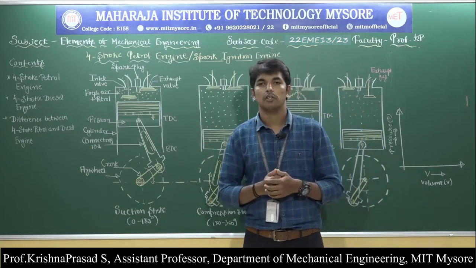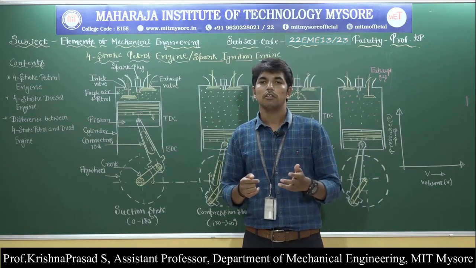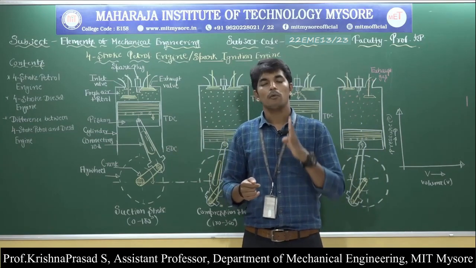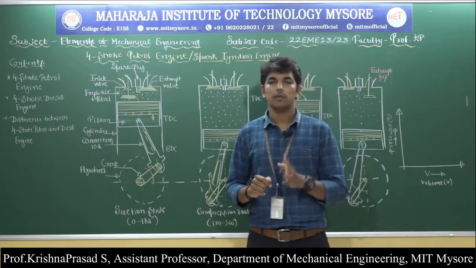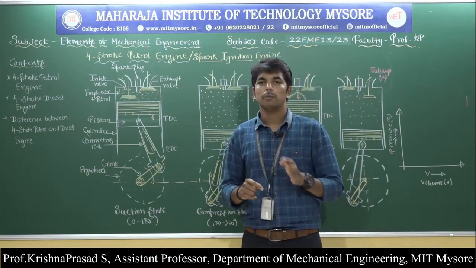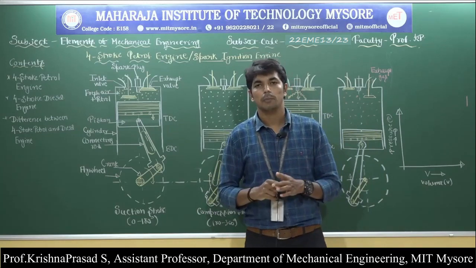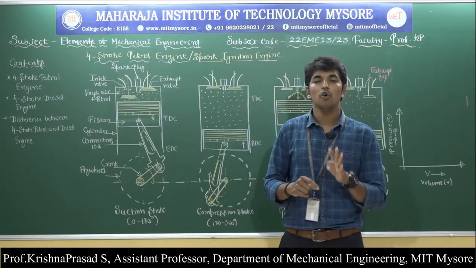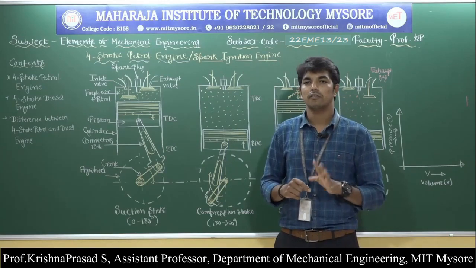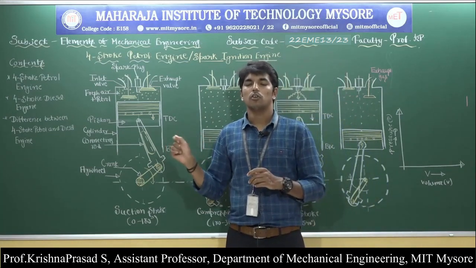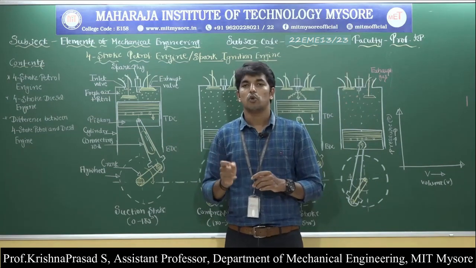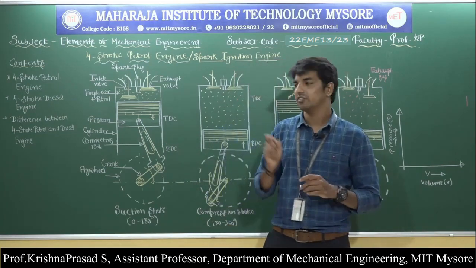Why is it called a 4-stroke petrol engine? In the 4-stroke petrol engine, the working cycle is completed in 4 different strokes and 2 revolutions of the crankshaft. That is very important. The 4-stroke petrol engine works on the theoretical Otto cycle, which is also known as the constant volume heat addition cycle.